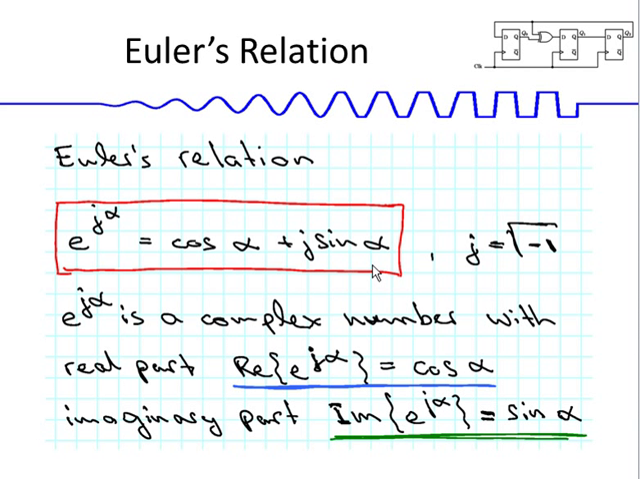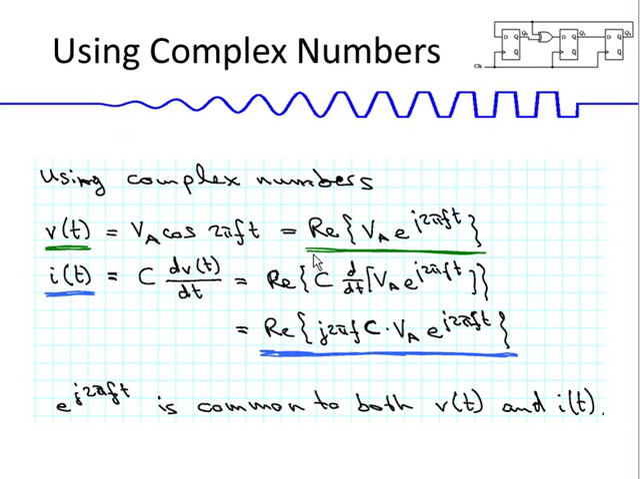Remember that for complex numbers, the j is not part of the real or imaginary part. The j just tells us where the imaginary part is, so only the sine alpha here is the imaginary part without the j. So using complex numbers, we can now write v of t, which we said was VA times cosine 2 pi ft, as being equal to the real part of VA times e to the j 2 pi ft.